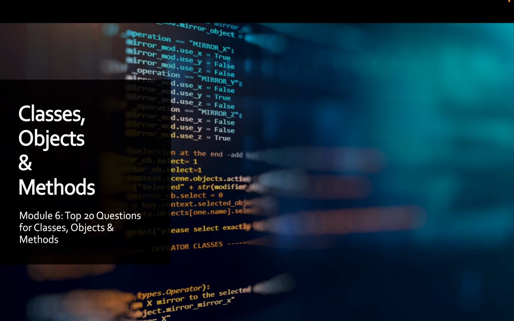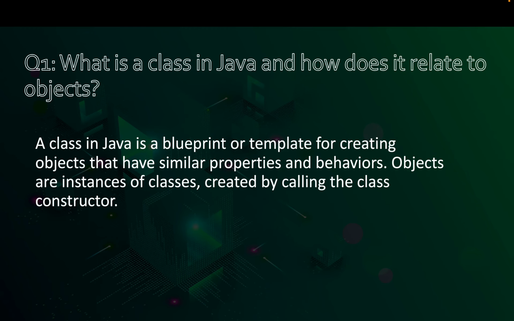In this module, we'll talk about classes, objects, and methods in Java programming, and specifically top 20 questions for classes, objects, and methods. So let's get started. Question number 1. What is a class in Java and how does it relate to objects? A class in Java is a blueprint or template for creating objects that have similar properties and behaviors. Objects are instances of classes created by calling the class constructor.